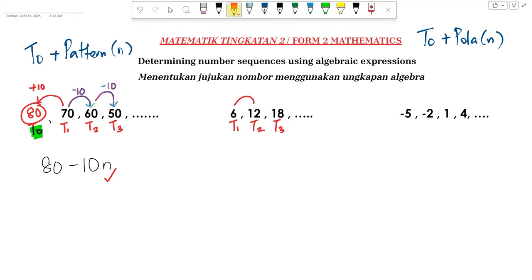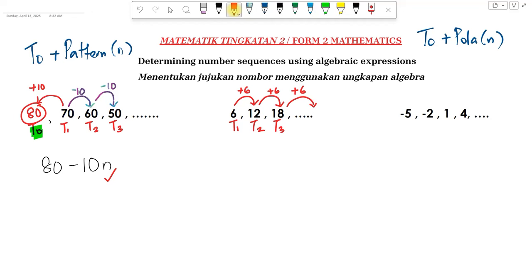In order to get from 6 to 12, we will have to plus 6. 12 ke 18 kita kena tambah 6. Okay, 18 ke seterusnya pun kena tambah 6. So our plus 6 is our pattern.